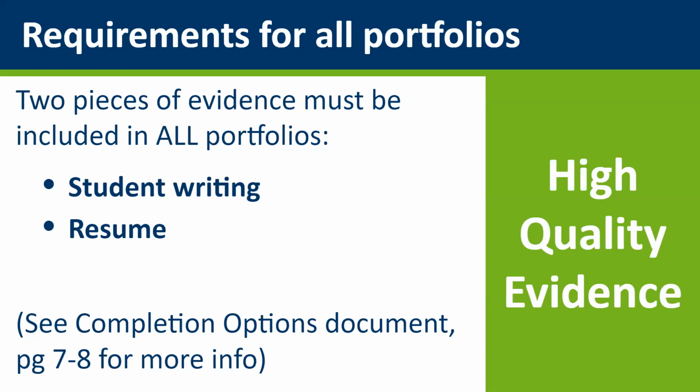The other one is a student resume that goes in the employability section. It doesn't have to be super fancy, but it does have to be an authentic, real resume in every portfolio. So those are starting points. If you're looking for more specifics about either of these, I'll refer you to that competency completion options document. I think page 7 or 8 has the bullet lists of what you need, but we're not going to dive too deeply into that today.